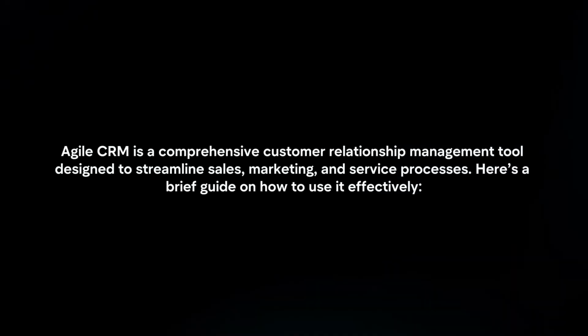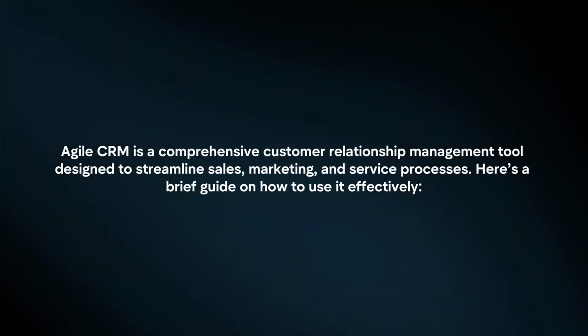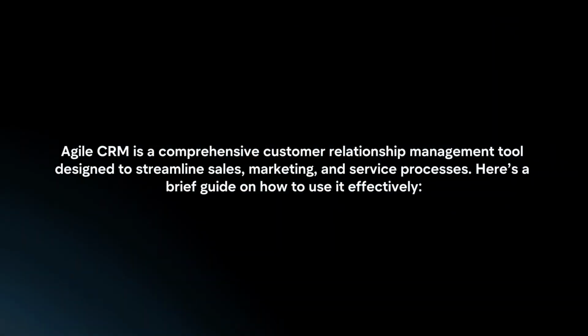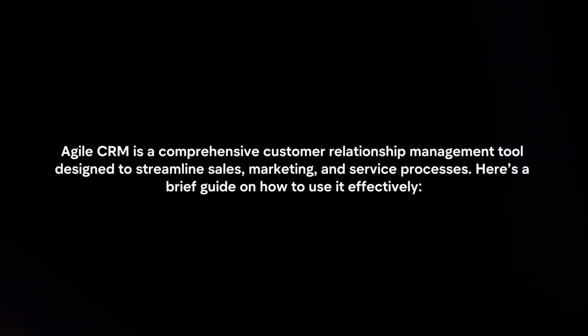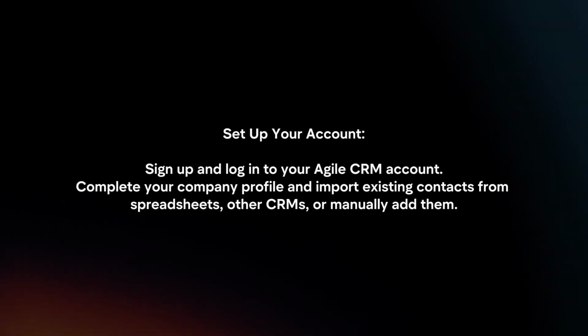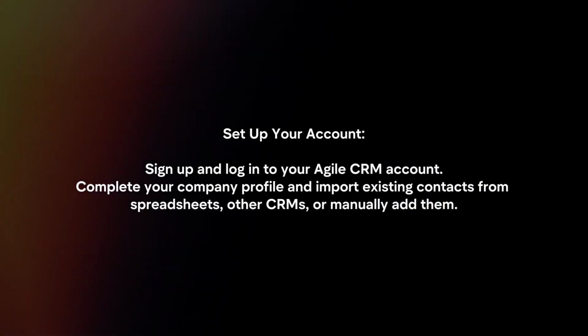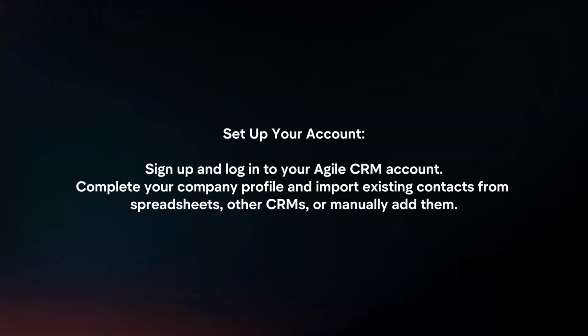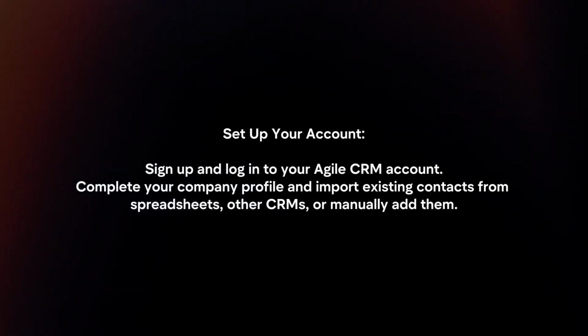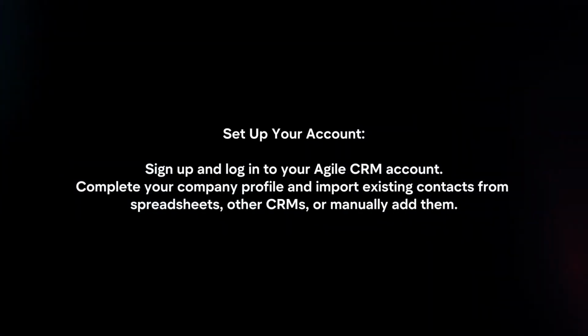Agile CRM is a comprehensive customer relationship management tool designed to streamline sales, marketing, and service processes. Here's a brief guide on how to use it effectively. Set up your account. Sign up and log into your Agile CRM account. Complete your company profile and import existing contacts from spreadsheets, other CRMs, or manually add them.